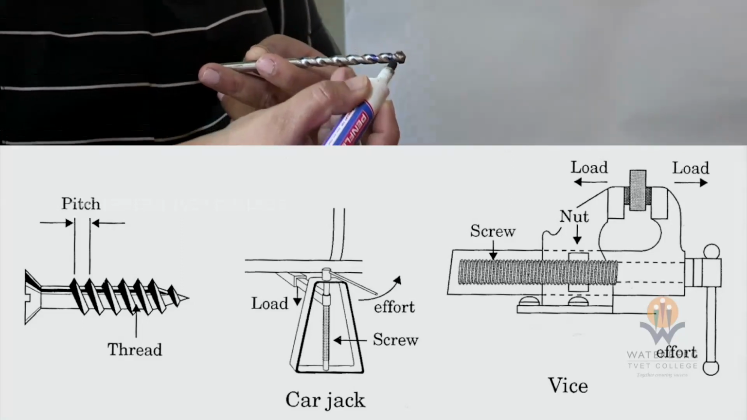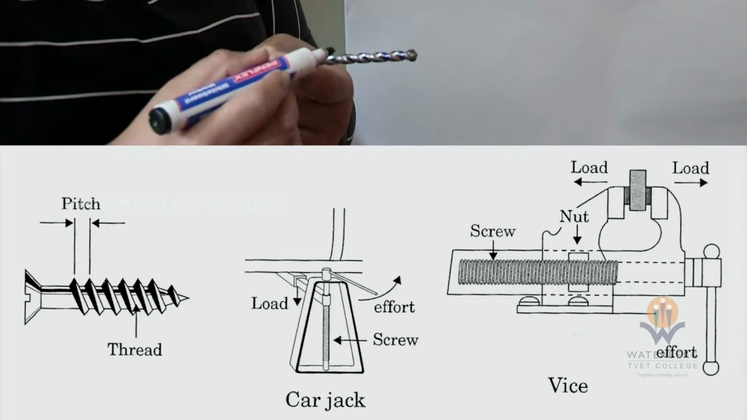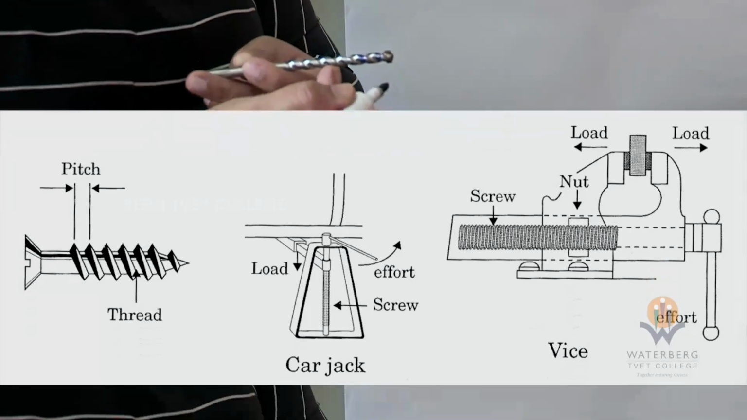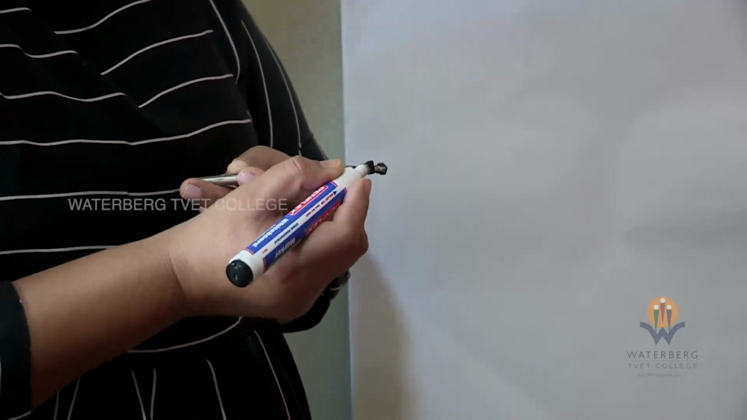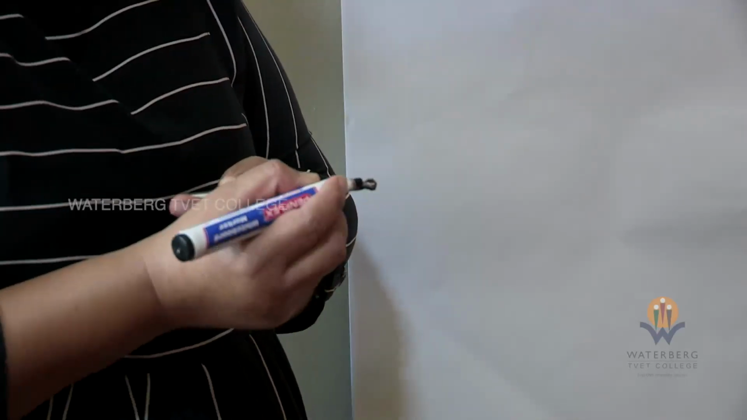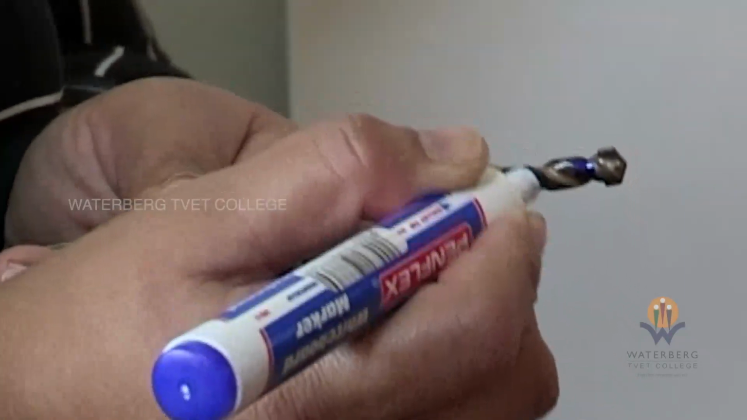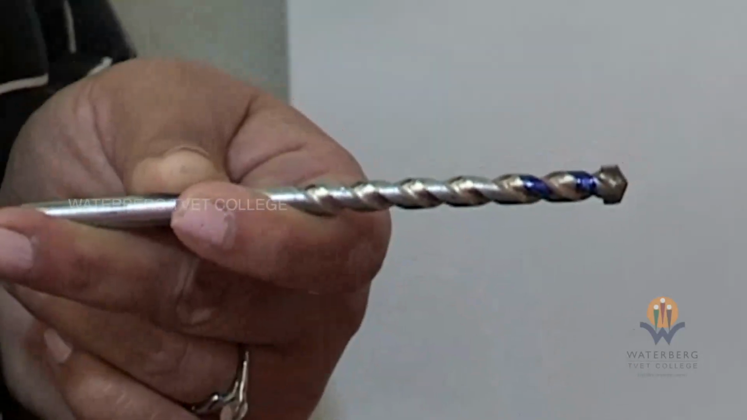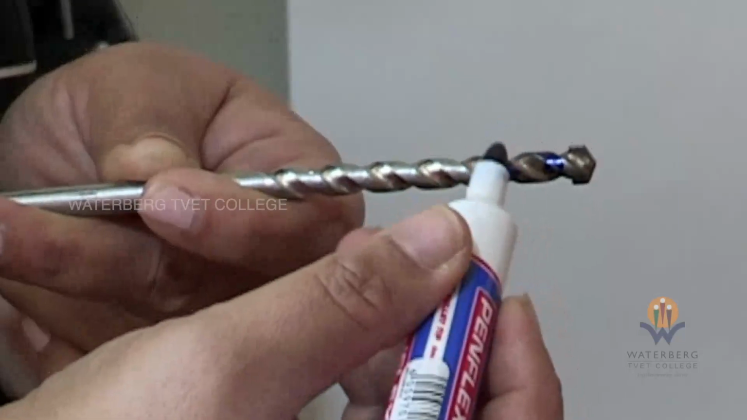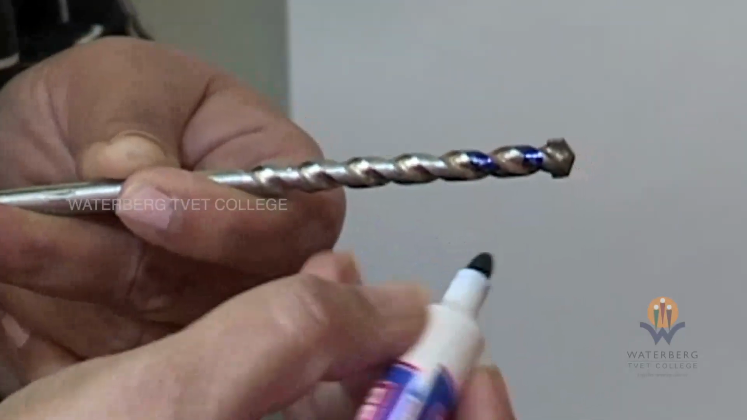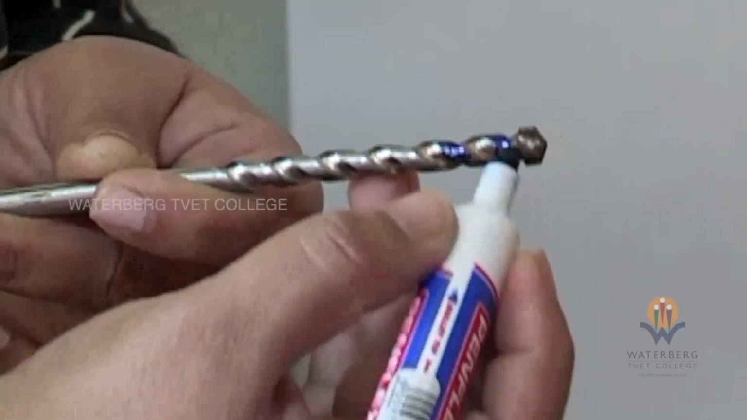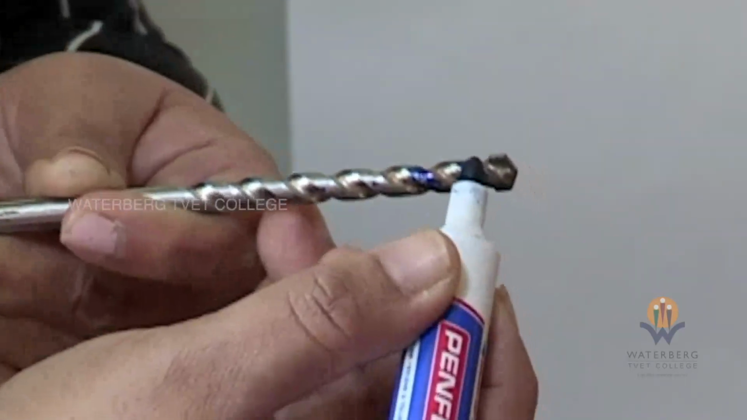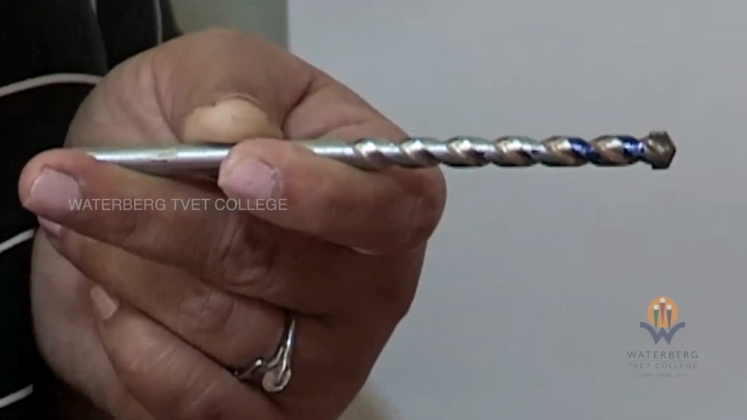Now, if you look at this screw, we can see the spiral part, and this spiral part we call the threads. The distance between successive threads, the one which I marked, the distance between these two threads, is called pitch. Once again, these spiral parts are called the threads, and the distance between two successive threads is called the pitch of the screw.